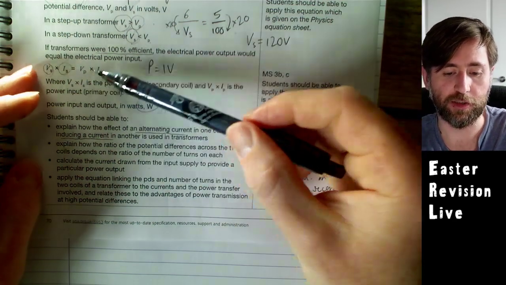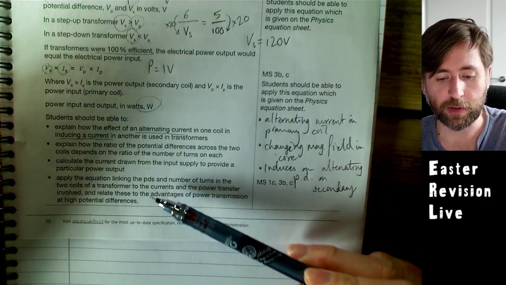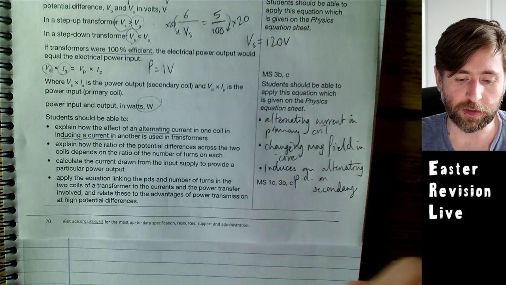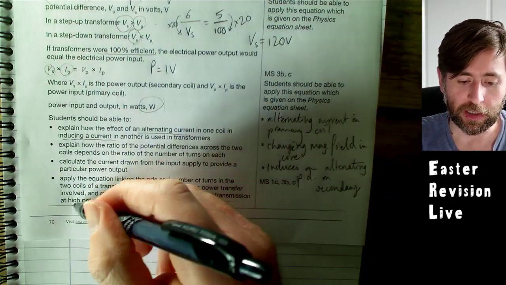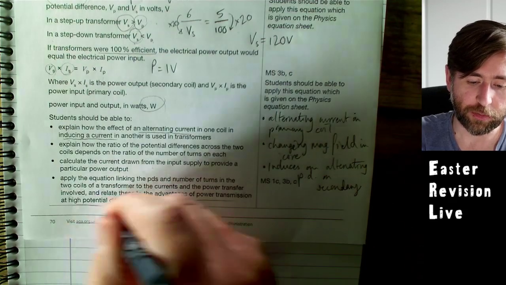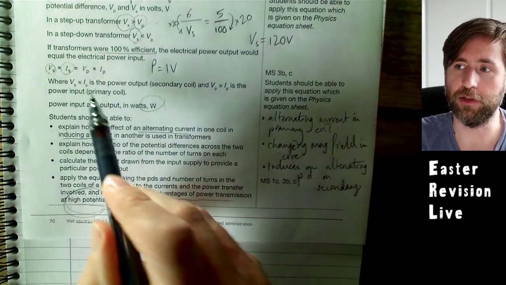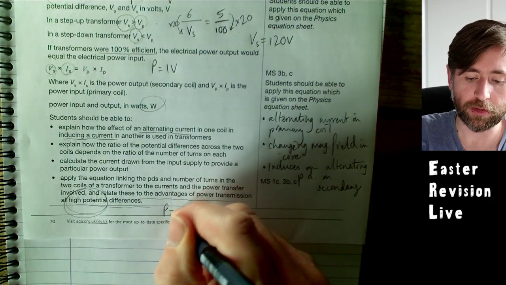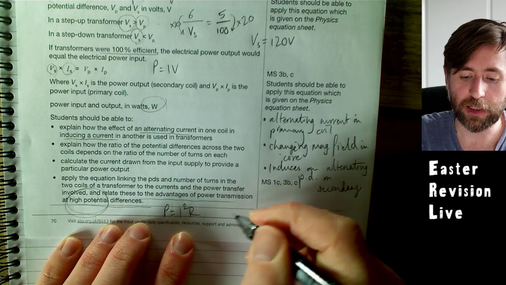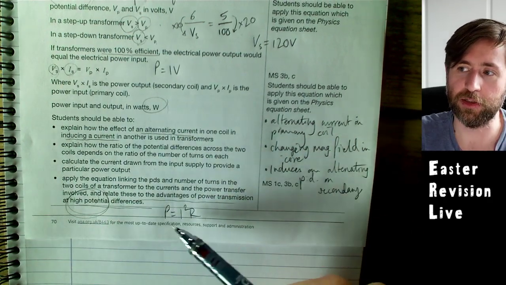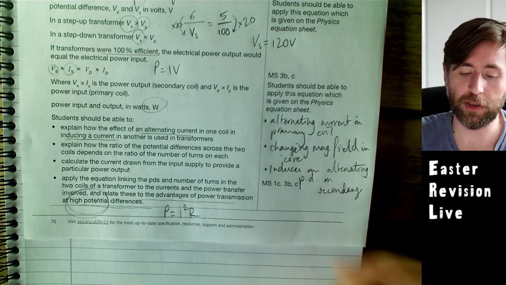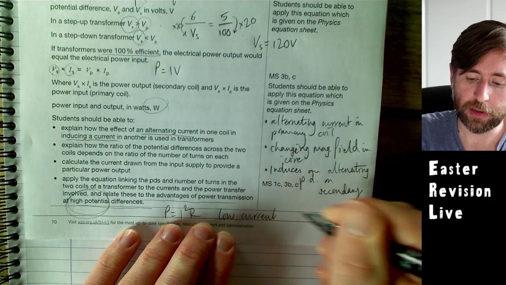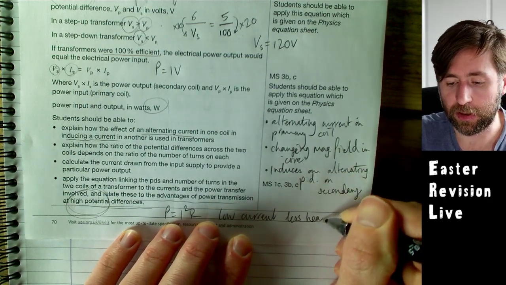That is this transformer power equation bit here, and apply the equation linking PDs to the number of turns in two coils of a transformer to currents and the power transfer involved, and relate these to the advantages of transmission at high potential differences. So why high potential differences is the bit I was alluding to. If you get a high potential difference on the secondary, you get a low current, and if you get low current, you get low heating effect, because this equation you're going to remember as power loss equals I squared R. So low current, less heating effect.